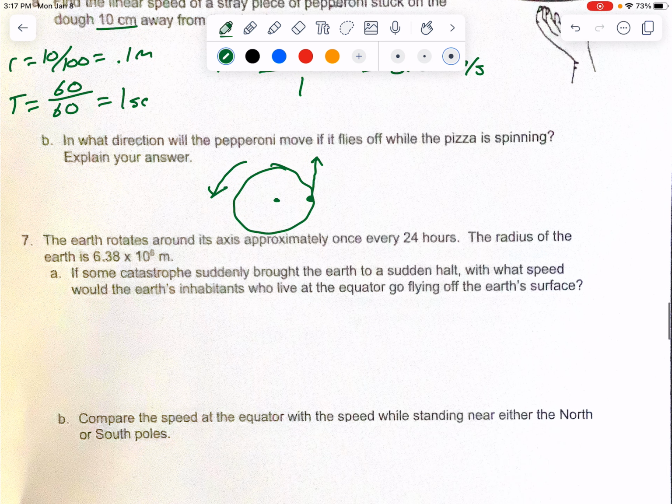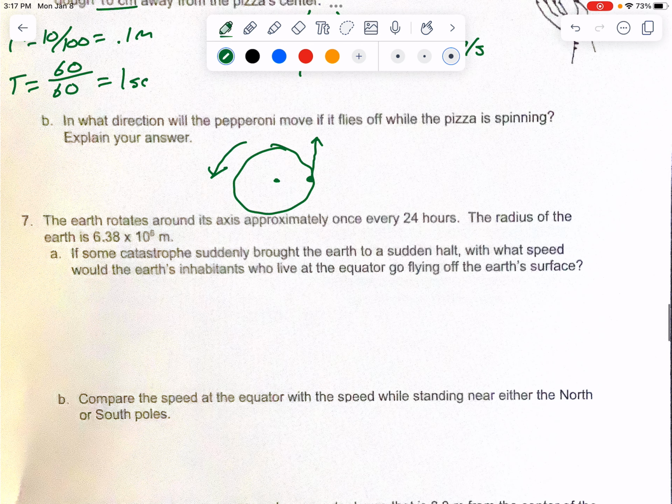And then number 7, the Earth rotates around its axis approximately once every 24 hours. So there's your time, there's your big T, because it rotates once over that time. But it's in hours. We're going to have to fix that. And then your radius, Earth, is 6.38 times 10 to the 6th meters. Okay, so my radius, I'm good. It's in meters. My time, not so much.